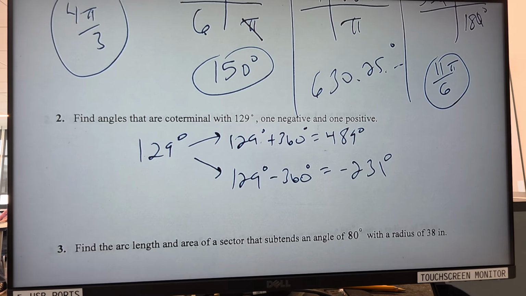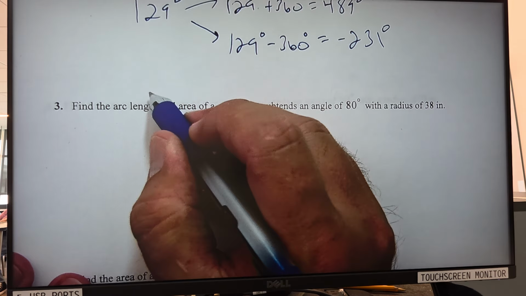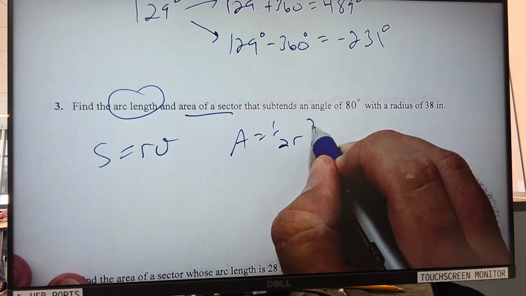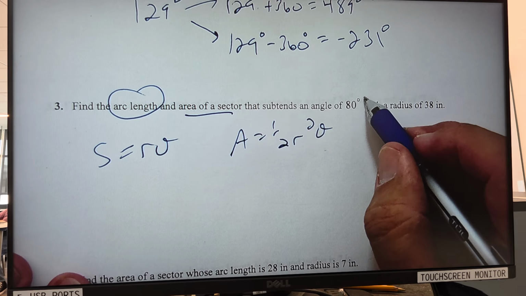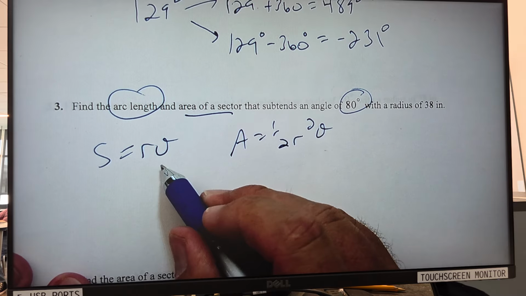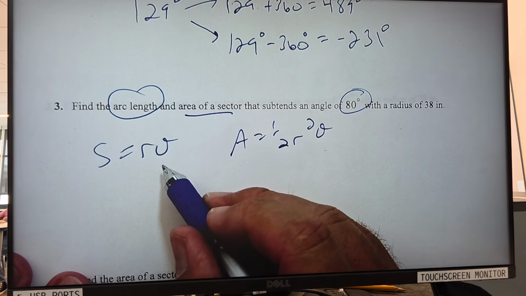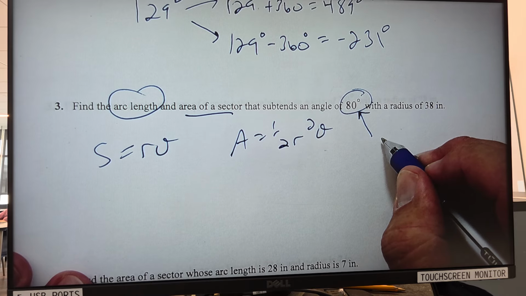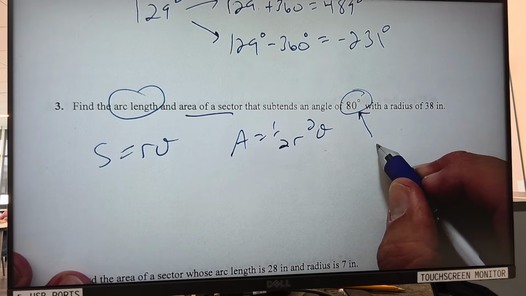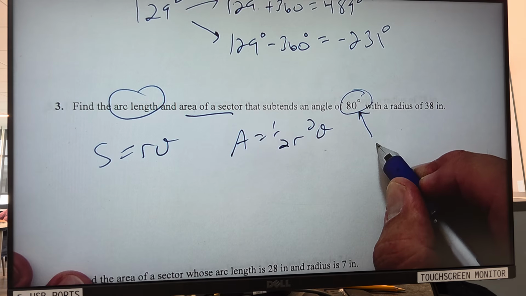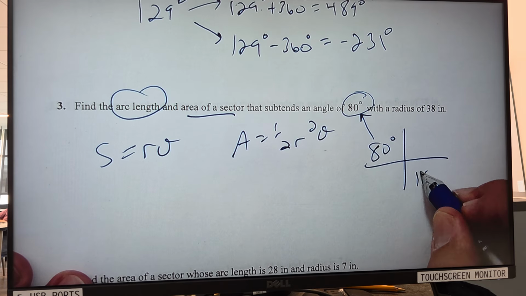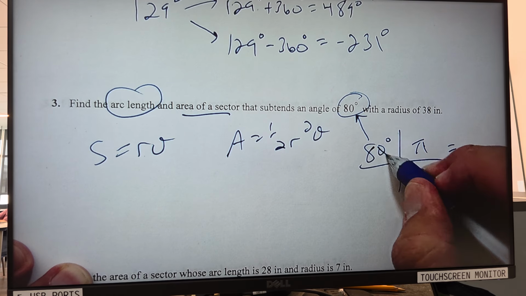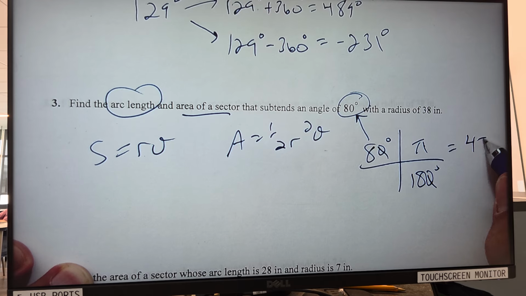That has to be nice. Arc length, S equals R theta. Area, A equals 1/2 R squared theta. Do I plug 80 in for theta? What's wrong with this? Not radians. Yes, it needs to be radians so it makes physical sense. So 80 degrees divided by 180 times pi, and I get, what is that, 4 pi over 9?